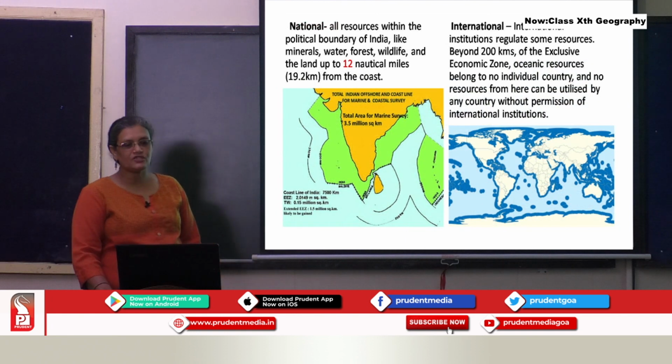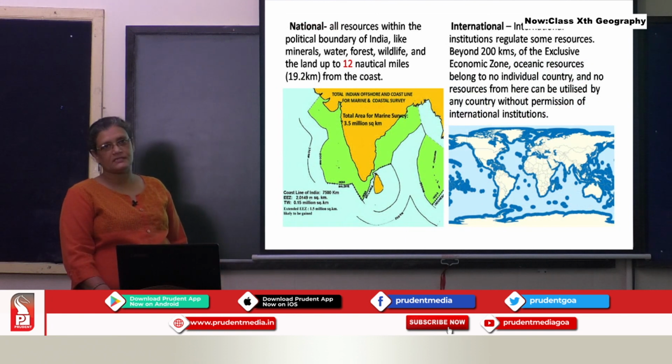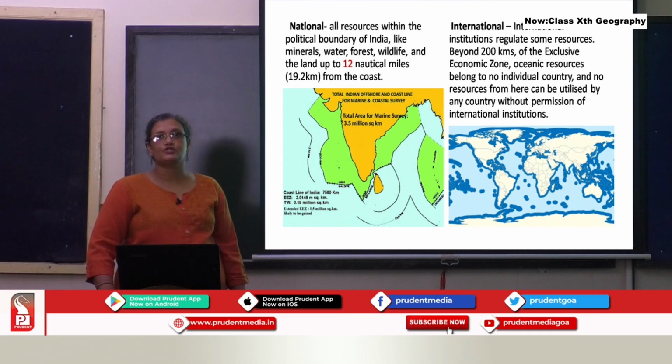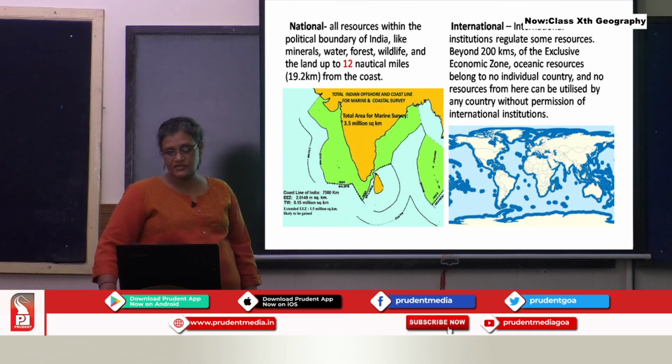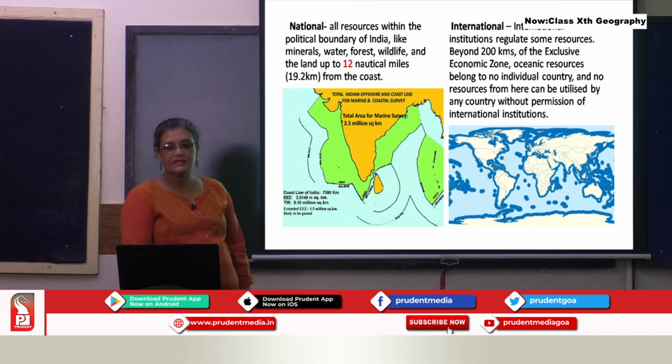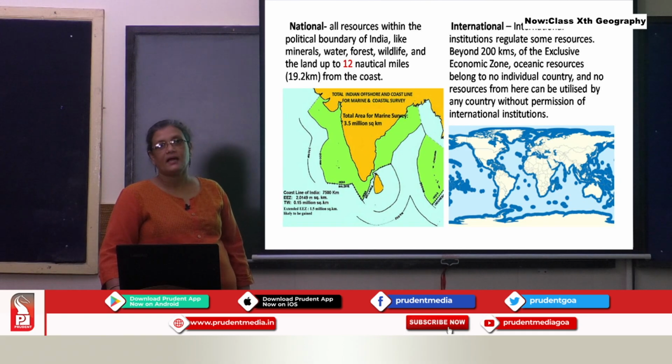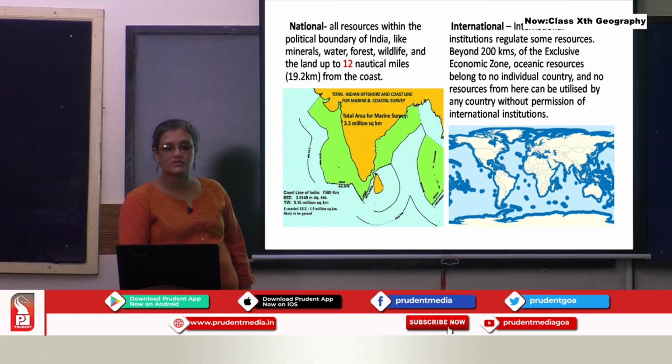We next have national and international resources. Now, as the name suggests, national, it has got to do something with India or with each nation. All resources within the political boundary of India or any other country for that matter, like minerals, water, forest, wildlife and land. And how much of land? Up to 12 nautical miles. That means 19.2 kilometers from the coast. You can see this. This whole land area and all the resources available within this area belong to India.